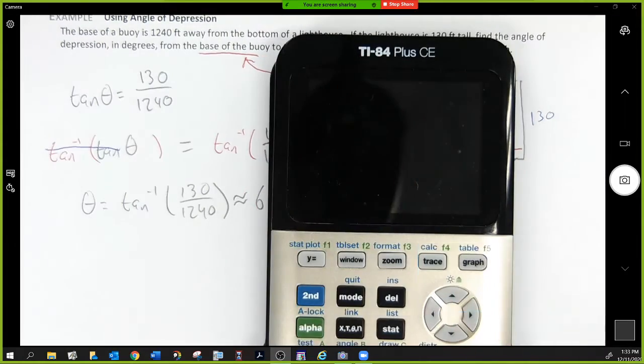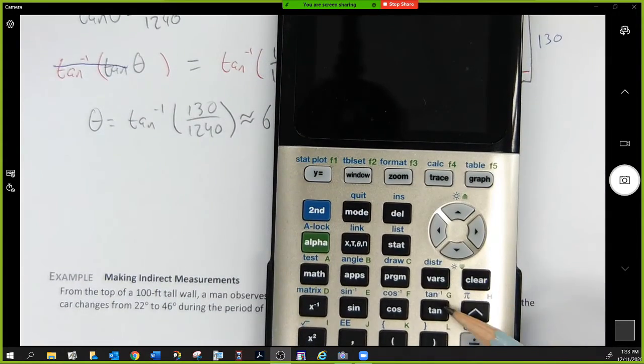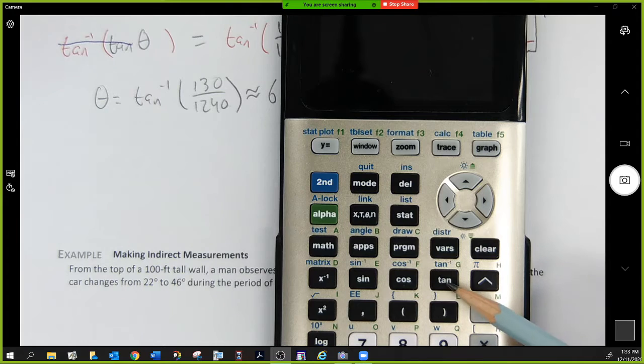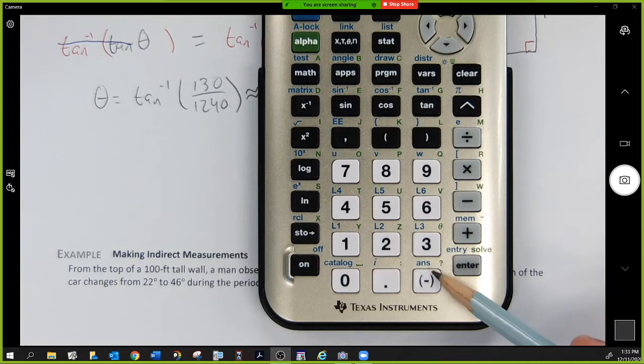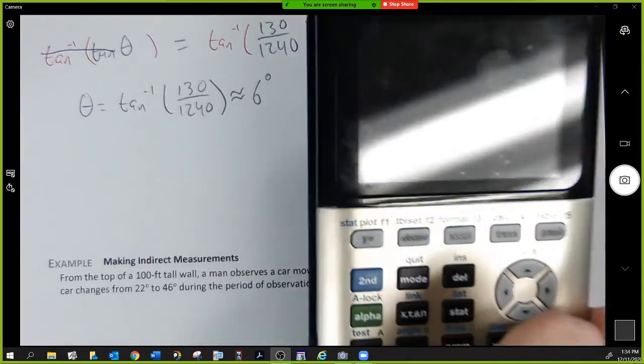Second tangent. If you look at the tangent key, and sine and cosine also, right above them in blue are their inverse functions. If you're trying to get your answer from the previous problem, answer is also in blue right here at the negative sign. So if you wanted to do that answer divided by 7, you could do second answer. Say you wanted to do sine of that answer.